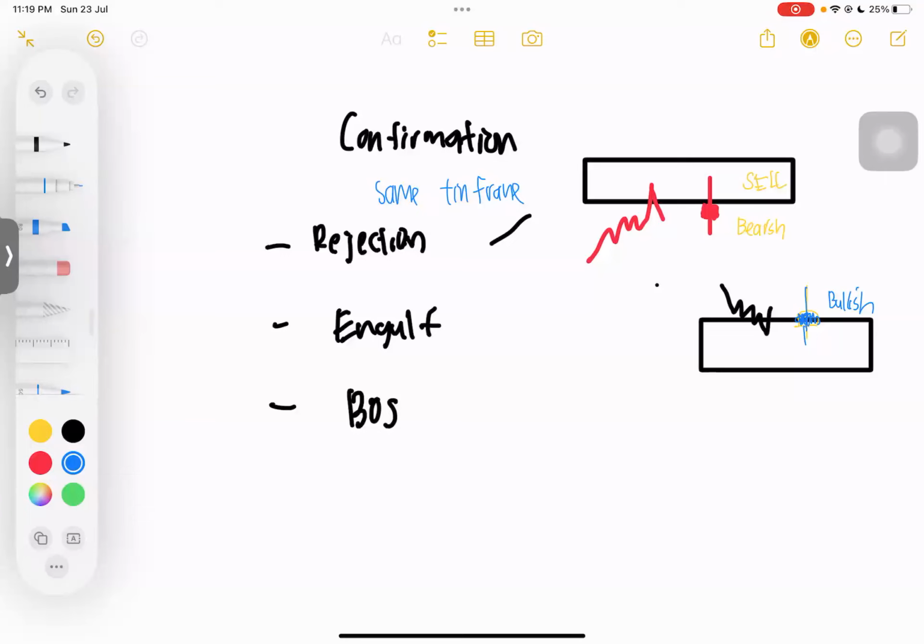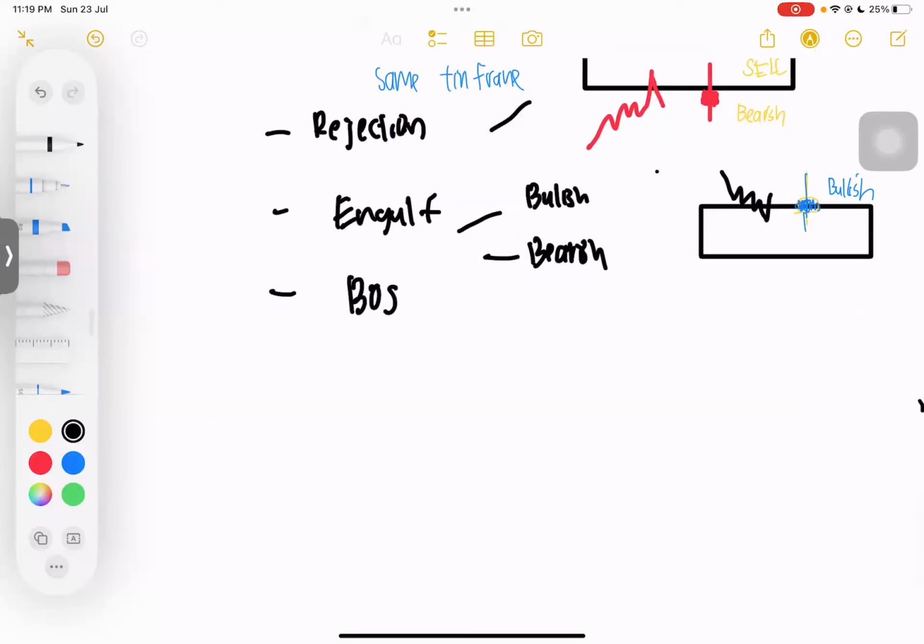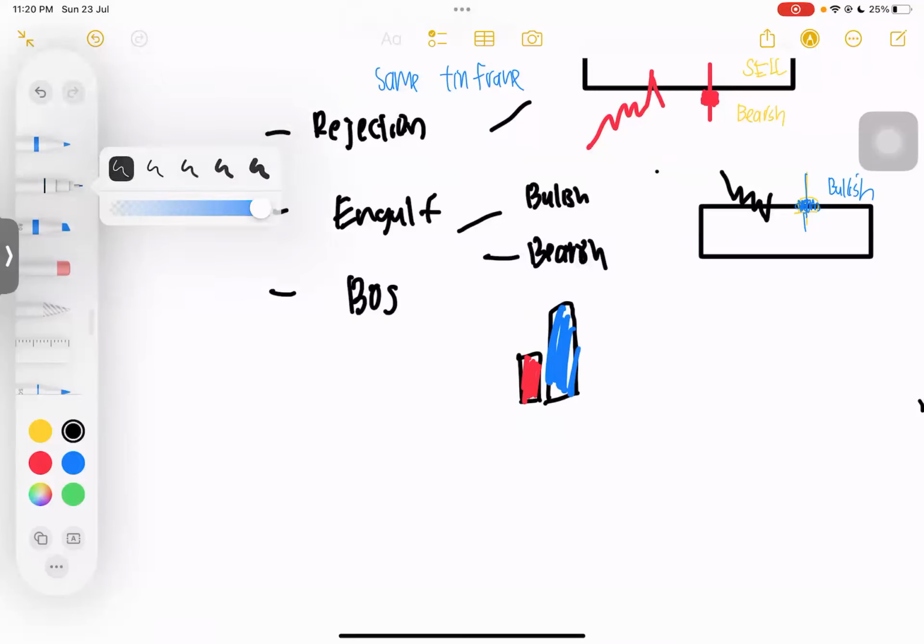So for engulfing, we got bullish engulfings and also bearish. For bullish engulfing, actually the main point is to cover the previous candles. For example, this one is for bullish. You have to go up, somewhere like this. You have to cover all the shadows and also bodies. This is the perfect one.